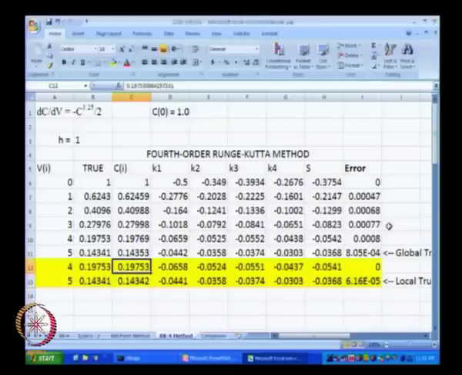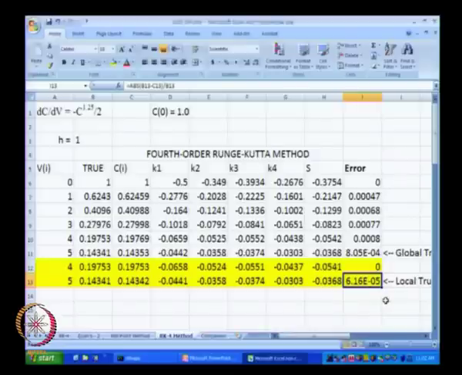Okay. So if we started off with the true value, we will reach this particular value at v equal to 5, and in that particular case the difference between the true value at v equal to 5 and the numerically computed value at v equal to 5 is 6e minus 5. However, if we were to start at v equal to 0 and reach v equal to 5 through 5 steps, in that case the global truncation error is going to be 8 into 10 to the power minus 4, which is an order of magnitude higher than the local truncation error that we get over here. Okay. So that is the difference really between the global truncation error and the local truncation error.